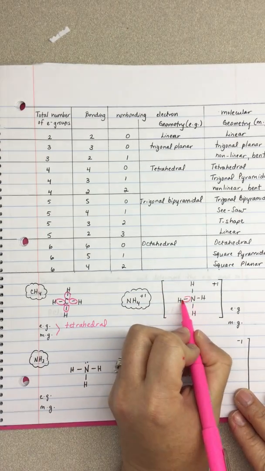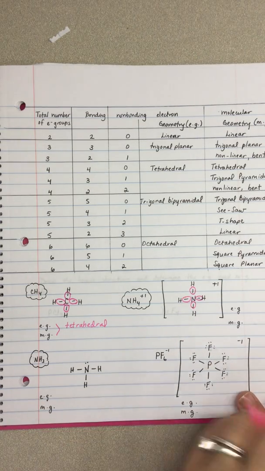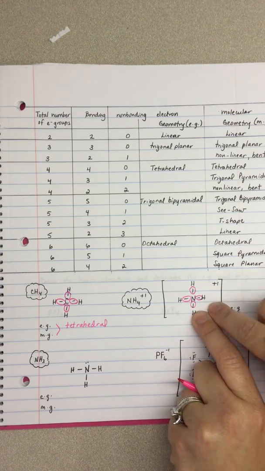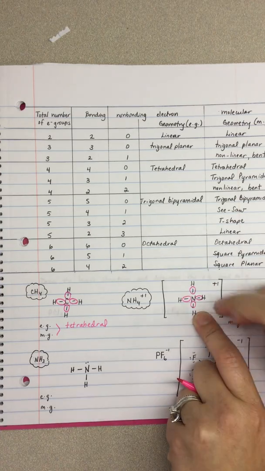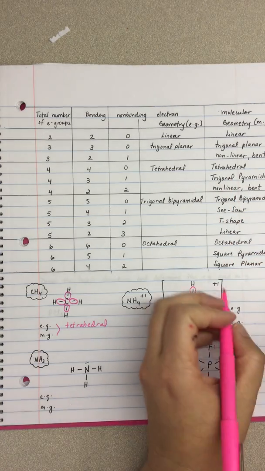For NH4, I have 1, 2, 3, 4 electron groups around nitrogen, and 0 non-bonding electrons. That's again tetrahedral for both geometries.